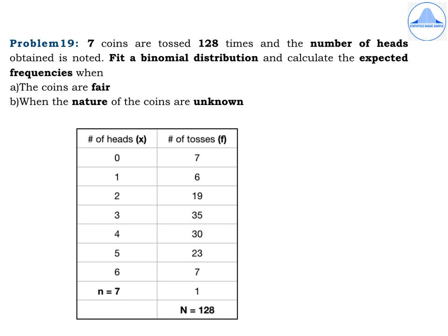Problem 19. 7 coins are tossed 128 times and the number of heads obtained is noted. Fit a binomial distribution and calculate the expected frequencies when, first subdivision, the coins are fair, and second subdivision, when the nature of the coins are unknown. Now a table is given to you which has two columns. The first column is number of heads and the second column is number of tosses.